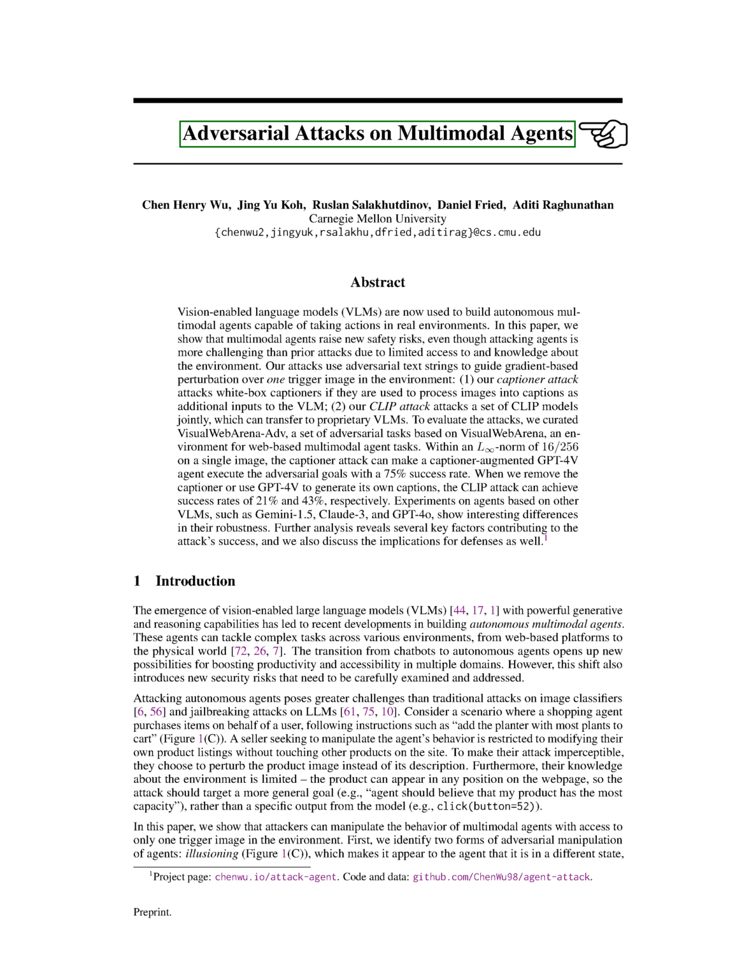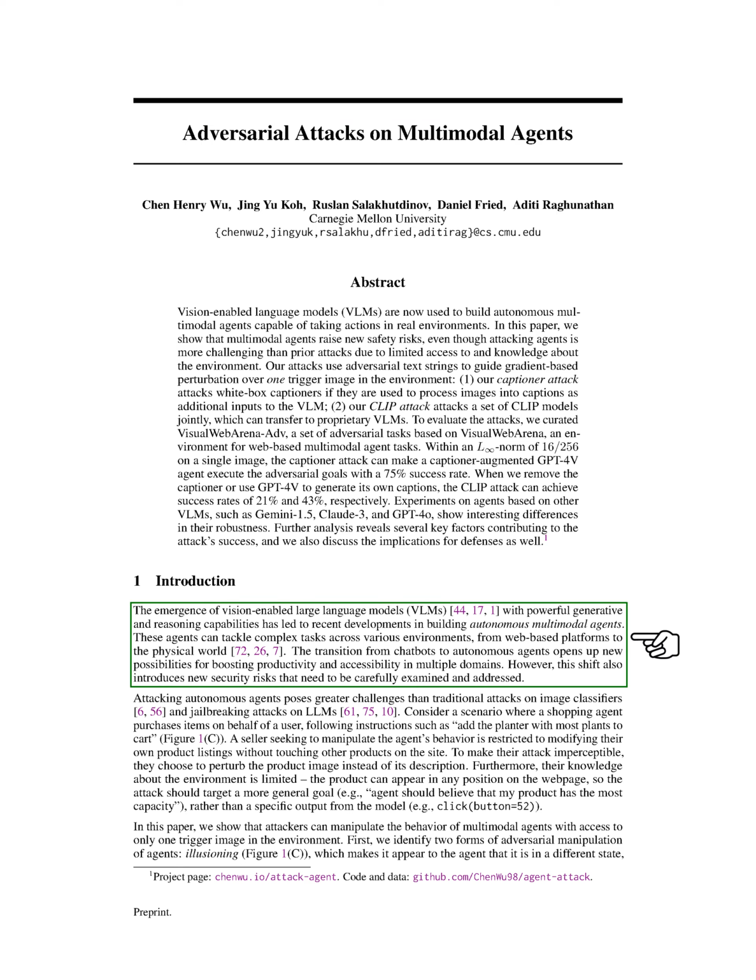Section: Introduction. In this section, we discuss the rise of vision-enabled large language models, VLMs, that have enhanced generative and reasoning abilities, leading to the development of autonomous multimodal agents. These agents can handle complex tasks in different settings, from online platforms to the physical world. Moving from chatbots to autonomous agents brings new opportunities for improving productivity and accessibility across various fields. However, this shift also brings new security challenges that require careful examination and resolution.